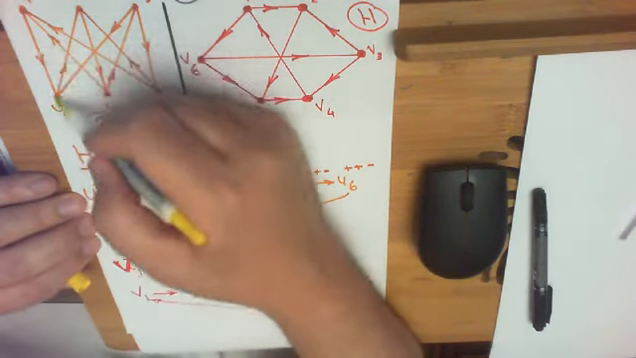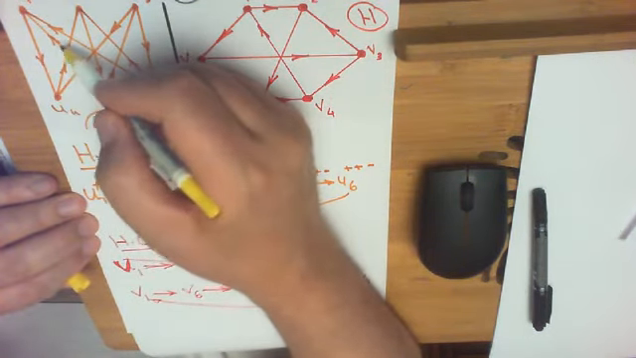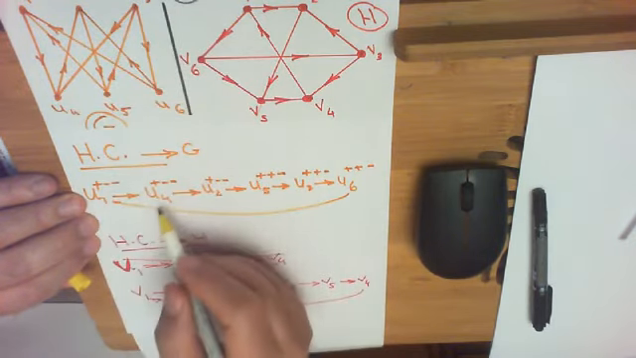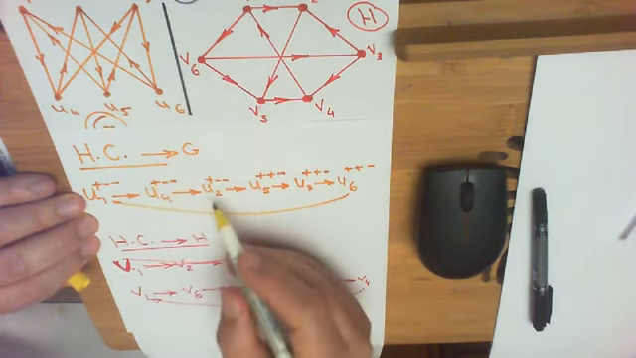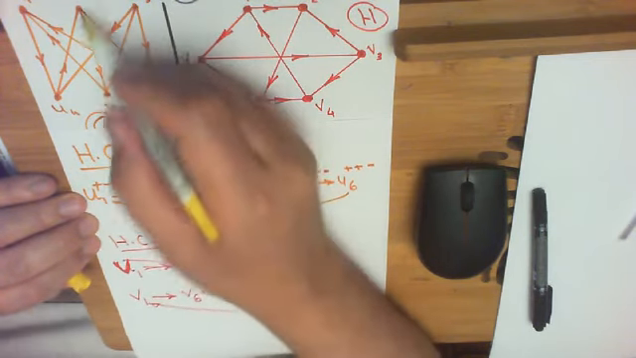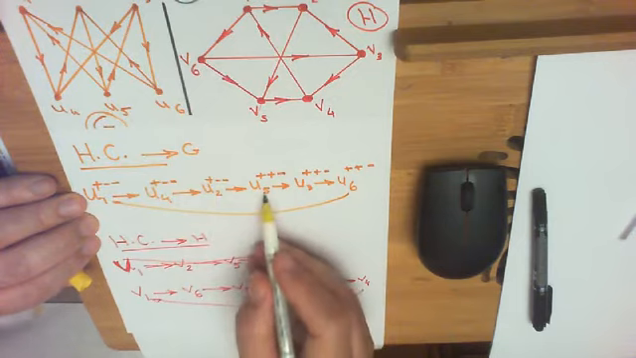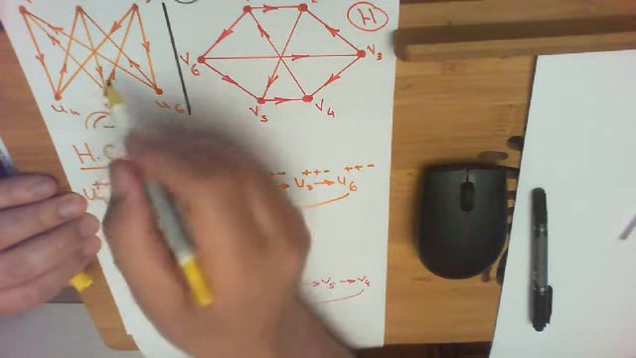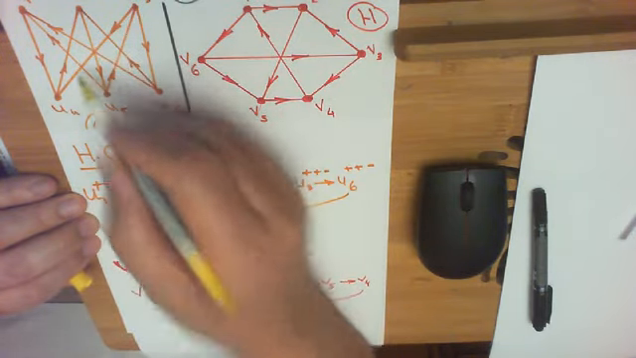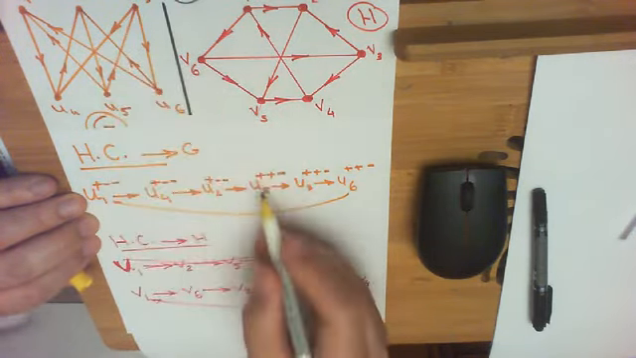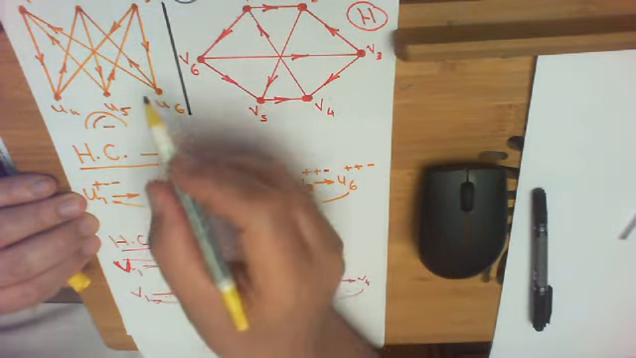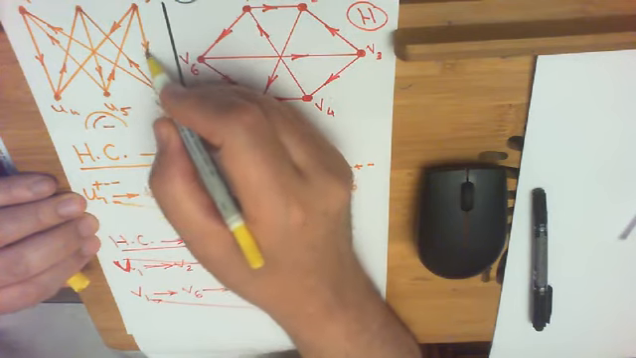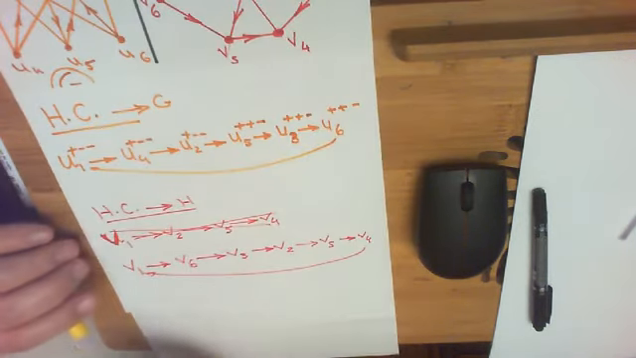U1, 2 in, 1 out. U4, 2 in, 1 out. U2, 2 in, 1 out. U5, 1 in, 2 out. U3, 1 in, 2 out. U6, 1 in, 2 out. Okay, now for graph H.